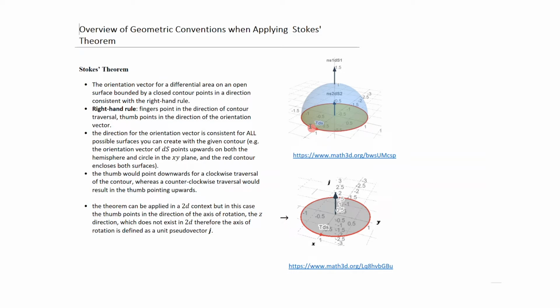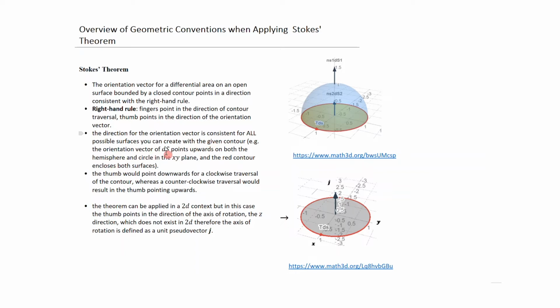So that means you wrap your fingers in the direction that the TDS is pointing, in which case the thumb is pointing in the vertical direction. And this will be the case for both this surface here as well as this surface here. This is actually the convention that needs to be applied, otherwise you're going to make a lot of mistakes. The direction for the orientation vector is consistent for all possible surfaces you can possibly create with a given contour.